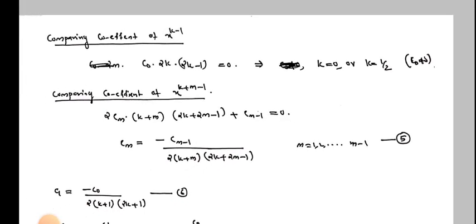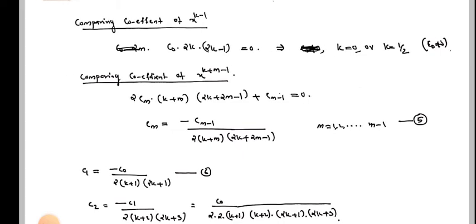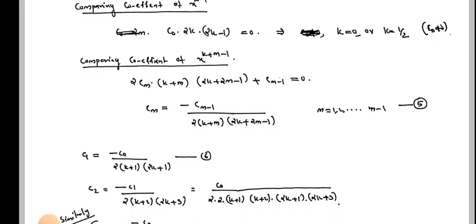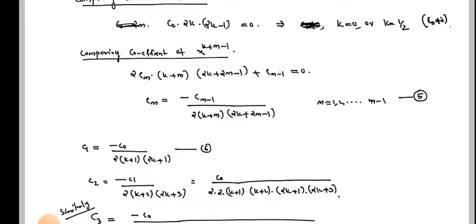Similarly, comparing the coefficient of x^(k+m-1), we get 2 c_m (k+m)(2k+2m-1) + c_(m-1) equal to 0. That implies c_m is equal to minus c_(m-1) divided by 2(k+m)(2k+2m-1), where m is 1, 2, 3, and so on.